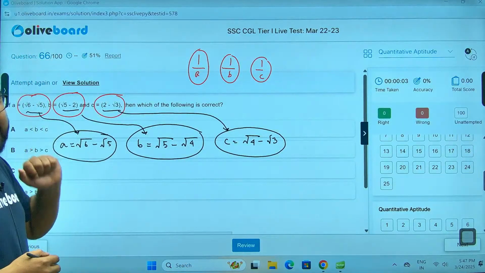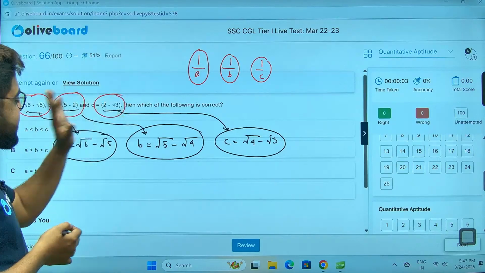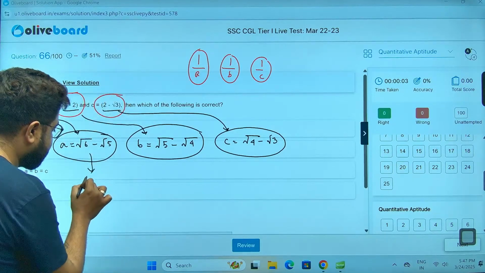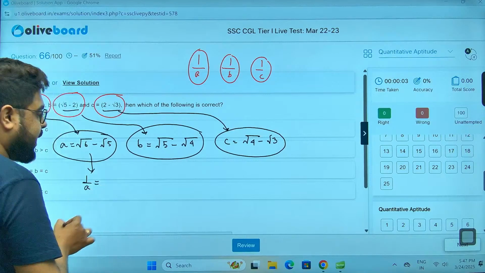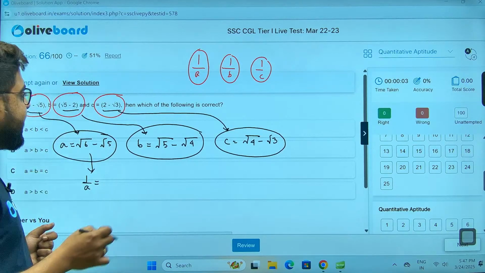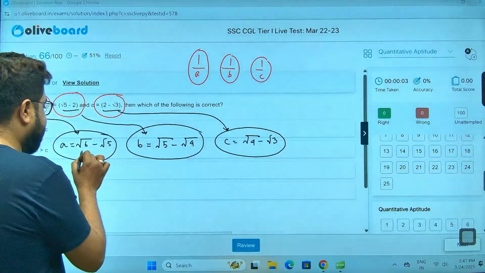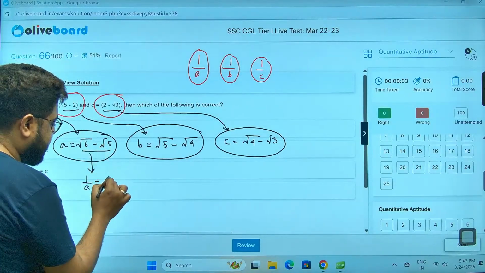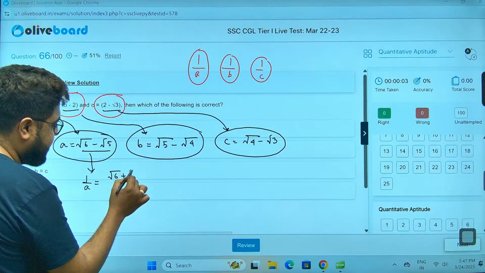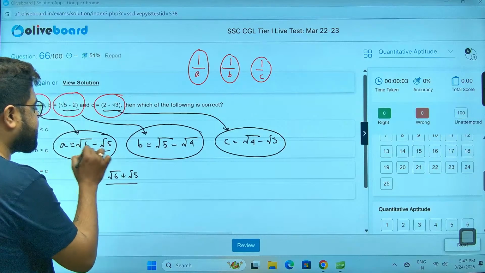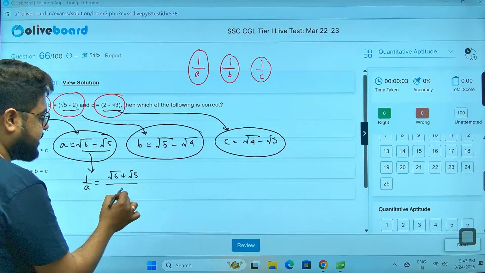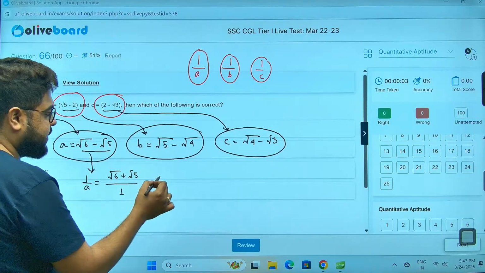So always remember. Let me just show the basic. 1 by A will be what, sir? I told you in the last mock analysis as well, in these situations, always do one thing. If the difference is constant, the complements are divided by the difference of the squares. 6 and 5, that is 1, sir. Meaning it is root 6 plus root 5.